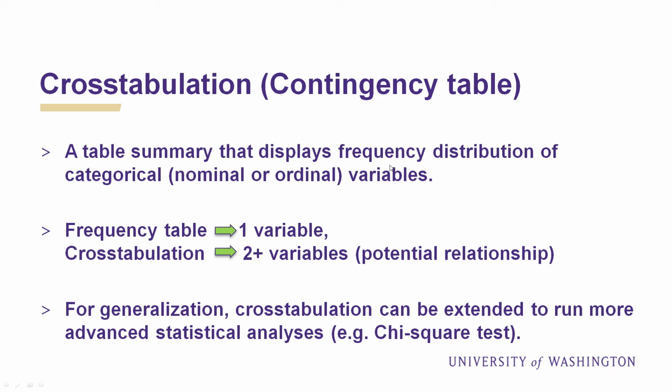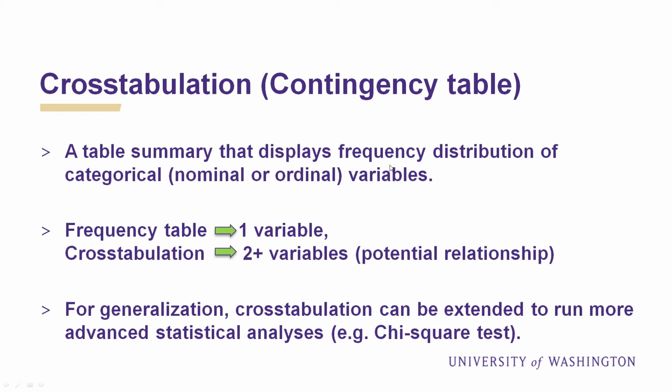Then, what is the difference between frequency table and cross-tabulation? I would say the biggest difference is that a frequency table shows frequency distribution of only one variable at once, while cross-tabulation shows frequency distribution of two variables or more than two variables. And because a cross-tabulation can summarize the data of at least two variables, you can use the cross-tabulation to find a potential association between the variables.